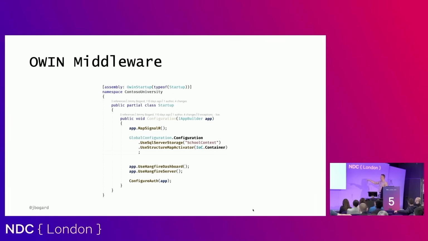So here we can see that it does have SignalR, it's got Hangfire, the dashboard and the server, and it's doing some configuration for Hangfire there with a SQL backend. So again, these are all things that I'm going to have to build a plan for to migrate over to the new application.